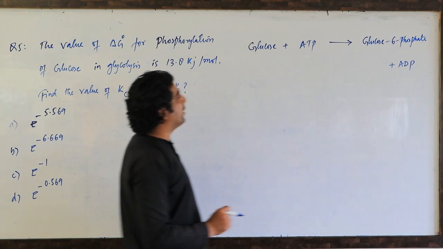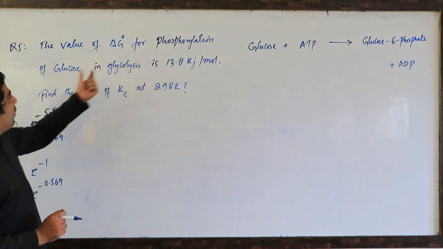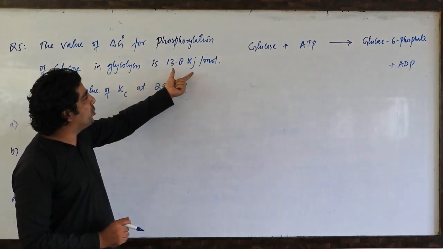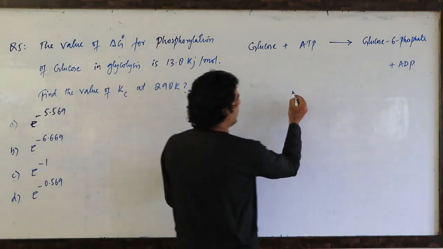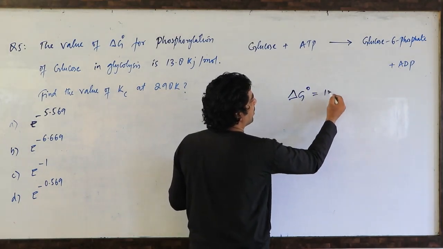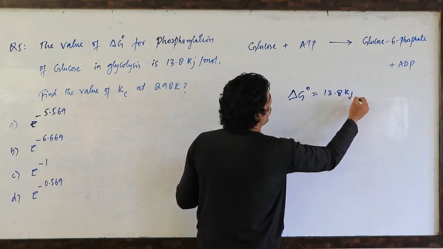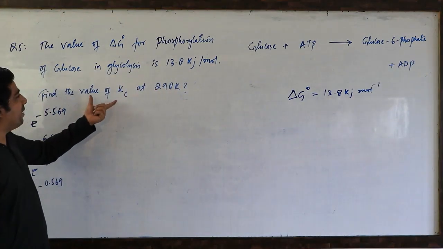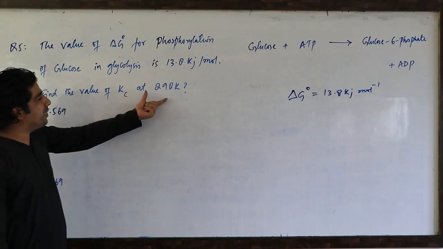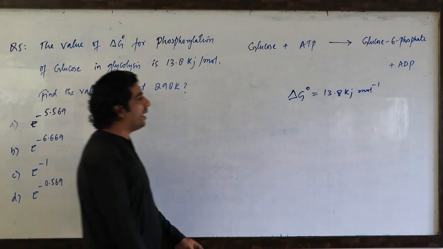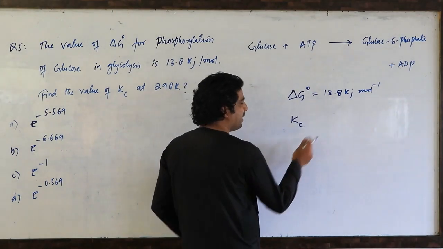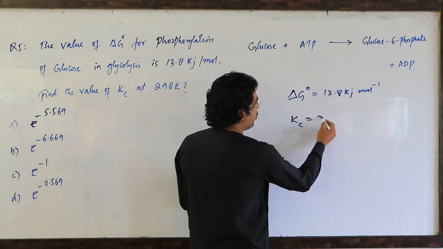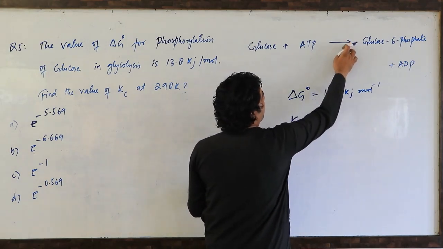So what is the process here? The delta G naught for phosphorylation of glucose in glycolysis is 13.8 kilojoules per mole. So in this process, the delta G naught value is 13.8 kilojoules per mole. What I have to do, I have to find out the value of Kc at 298 Kelvin. So my dear friends, the Kc value has to be found. Kc is an equilibrium constant and it can be found only at equilibrium. So let us suppose this reaction is at equilibrium.